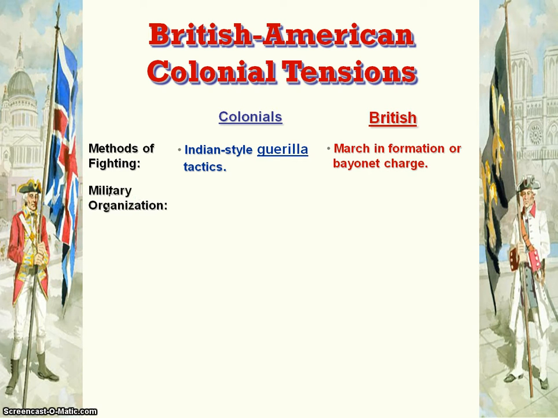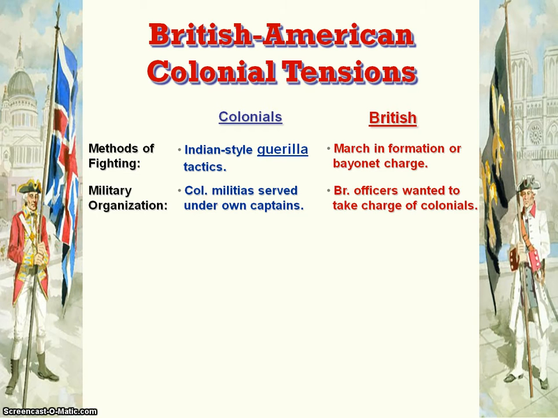When it came to military organization, again, the Americans were colonial militias. They were volunteers. They served under their own captains. They definitely were not going to answer to anything British. They didn't like that. On the other hand, the British were trained officers. They wanted to take charge of the colonials, and whatever they told them to do is what they did. And they didn't like the fact that the Americans stood up for themselves and did their own thing.